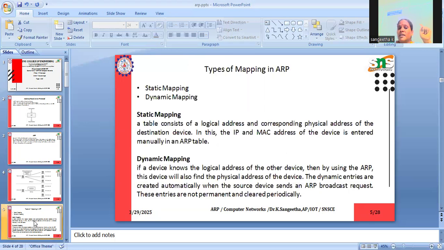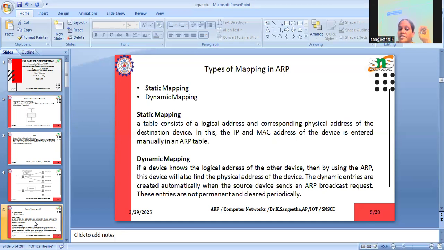Okay. So for the types of mapping of IP addresses, ARP uses static mapping and dynamic mapping. In static mapping, a table consists of logical addresses and the corresponding physical addresses. So you have a database which has both physical and logical addresses. When a packet arrives, the IP and MAC of the particular device are entered manually in the ARP table. In dynamic mapping, if a device wants the physical address of another device, by using the ARP protocol, the device finds the physical address of the corresponding IP.